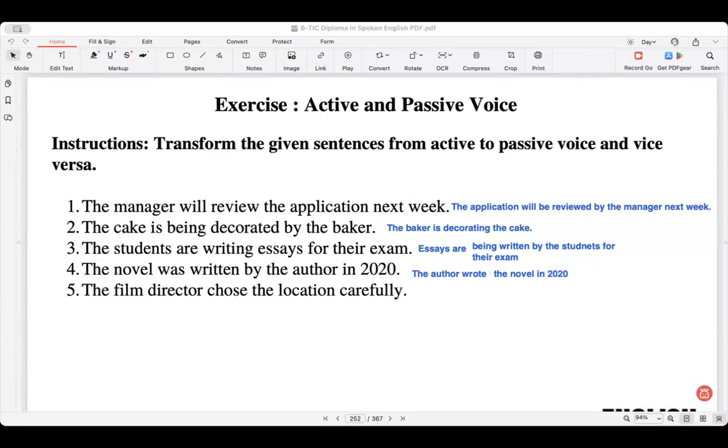Next, the location was carefully chosen by the film director. I think was or is? Chose means it's a past tense, then it will be was. Was carefully chosen by the film director. Like the film director, right? Got it? We copy down the right answers.